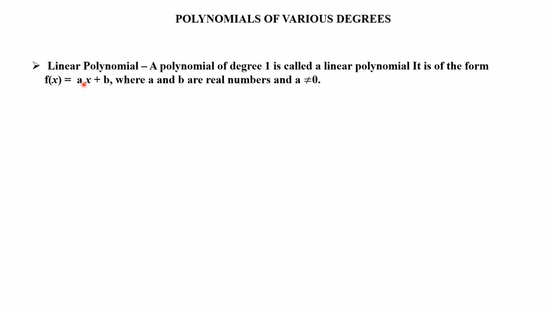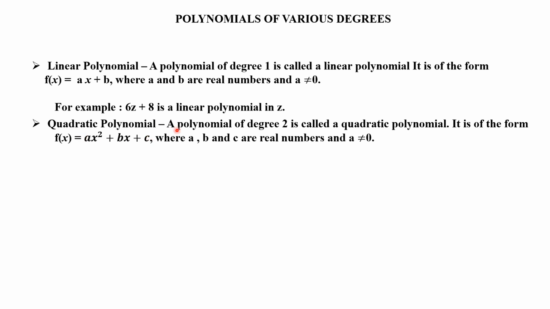Okay, so you have to remember the general form is f(x) equal to ax plus b, where a and b are real numbers and a should not be equal to 0. Let's take one example. Like 6z plus 8 is a linear polynomial in z. Here the degree is 1 because the highest power of the variable z is 1.